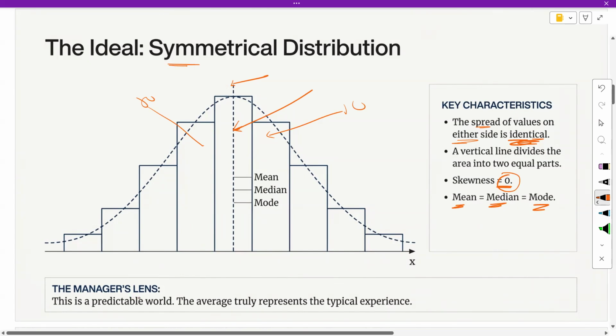How do managers look at this behavior? The manager's lens: this is a predictable world. Average truly represents a typical experience. So we can use this average to infer the dataset behavior.